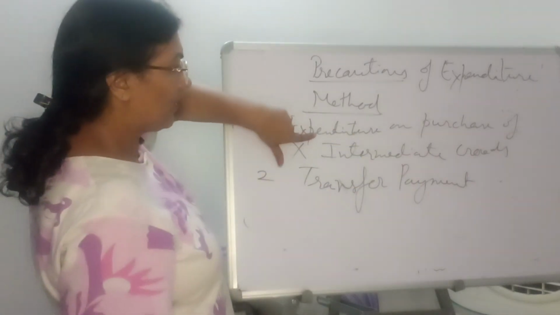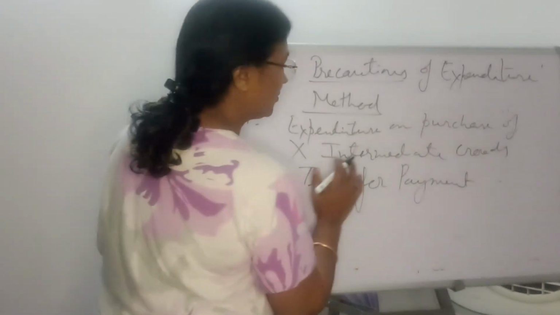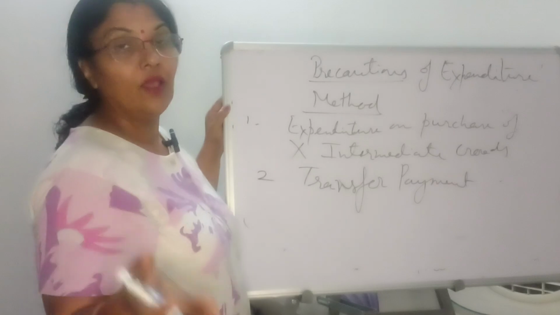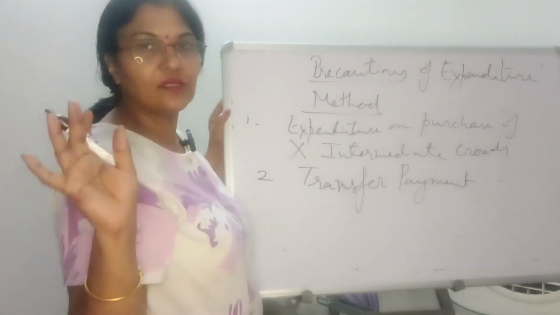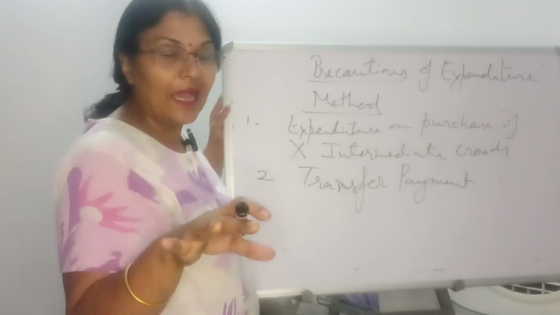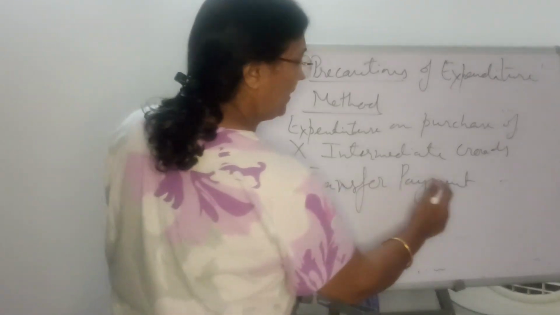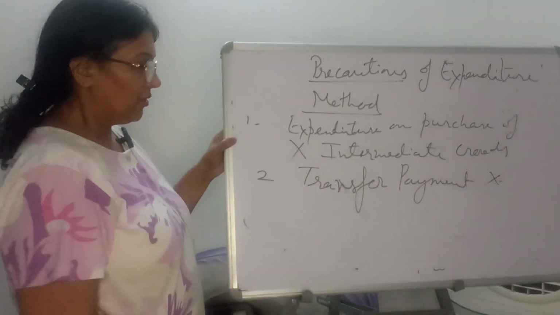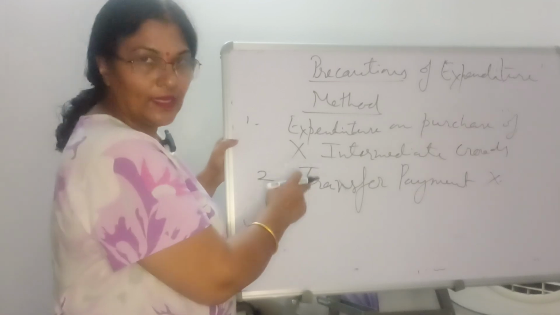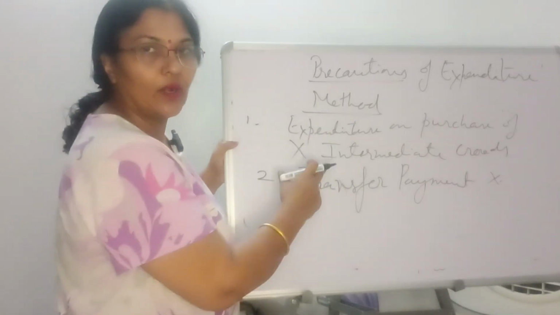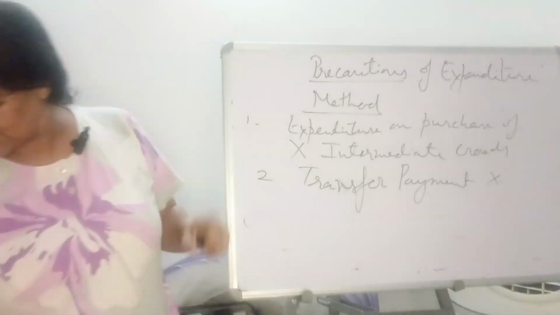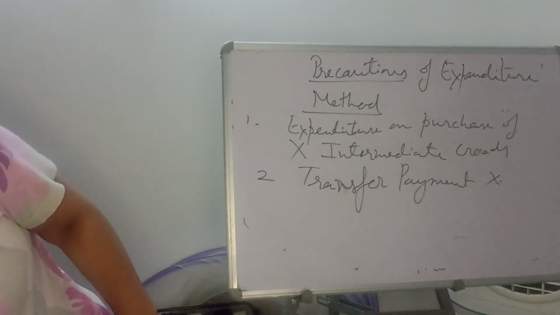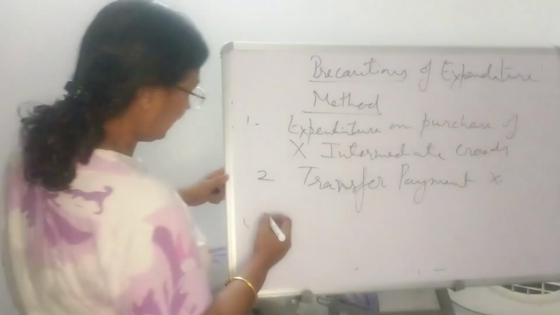Here I have changed the word, the expenditure on the purchase of intermediate goods, in spite of writing value of intermediate goods. See the difference. The points are same. Only you need to change the language. Transfer payment is never included because these are unilateral, one-sided payments, which do not contribute to the current flow of goods and services. Right?